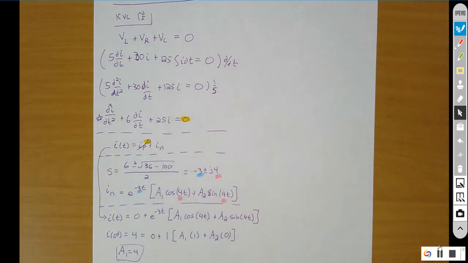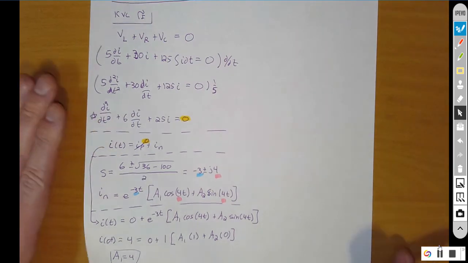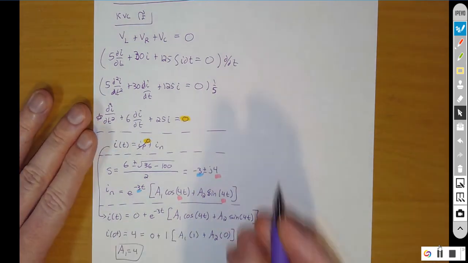Convenient. A lot of times you're not going to be able to find your constants right out of the gate. You're actually going to have to get simultaneous equations. If you get an underdamped or critically damped case, you will find a1 right from the beginning. If you get an overdamped case, you're going to have to do simultaneous equations. It's just how it works.